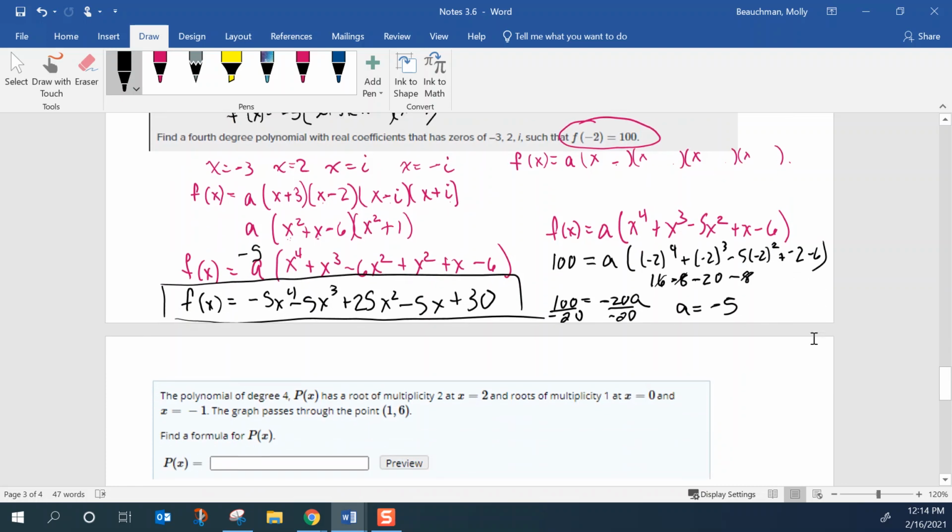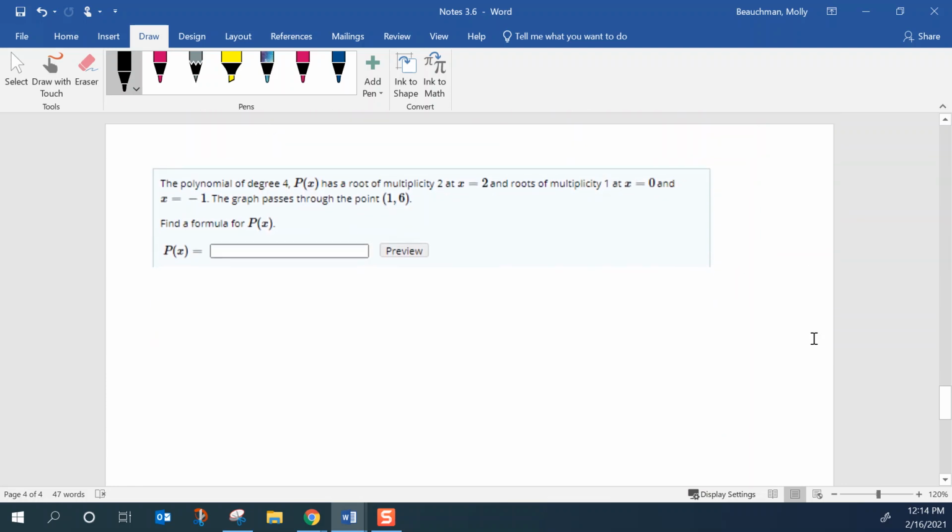All right, last example. We'll set it up, but won't multiply it out, but you'll get the same idea. So last example, the polynomial of degree 4 has a root of multiplicity 2 at x equals 2. So remember, a multiplicity 2 means at x equals 2, x minus 2 is the factor, but it occurs twice. It has multiplicity of 2. And roots of multiplicity 1 at x equals 0, that means your factor is just x, and x equals negative 1. So that factor would be x plus 1.